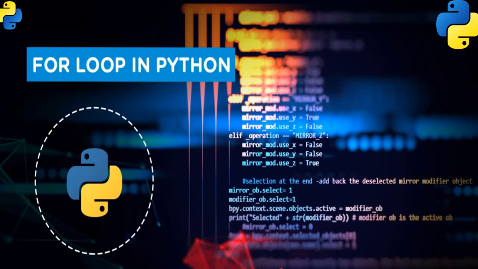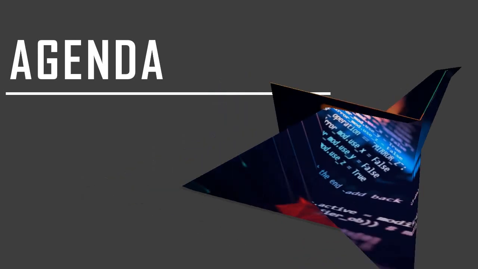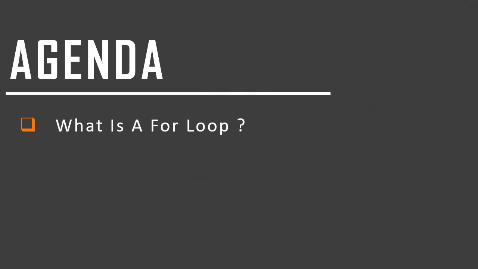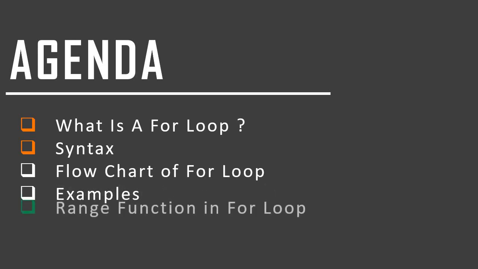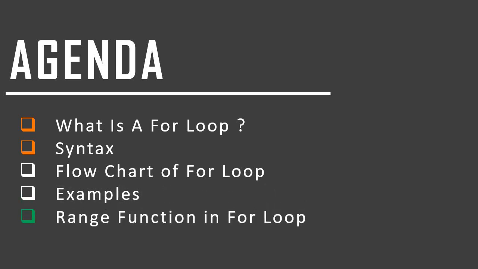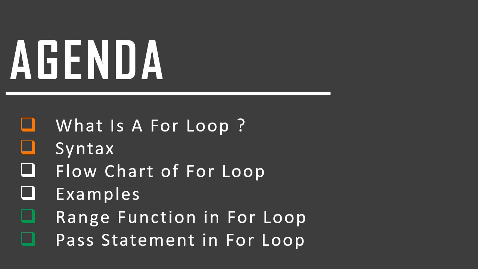for loops in Python. In our last video, we learned about while loops in Python. So now before starting the session, let's take a look at the agenda for today's session. First, I will discuss what for loops in Python are. Then I will tell you about the syntax of for loops in Python. Then we will discuss flowcharts and we will practically implement examples of for loops. Finally, I will sum up this session with the range function and pass statements in for loop.